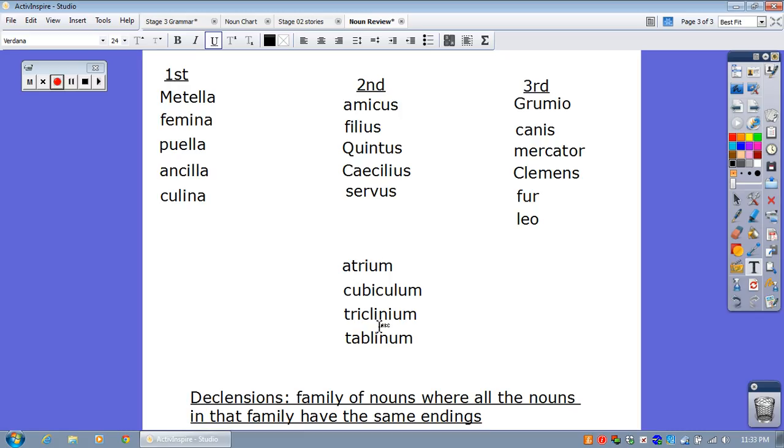Now, we have these weird nouns over here that end in um. Those actually belong to the second declension as well, but for right now, I'm going to put second declension neuter, and that might sound kind of bizarre, but let's go back to the grammar notes, and I think that this will be a little bit easier.